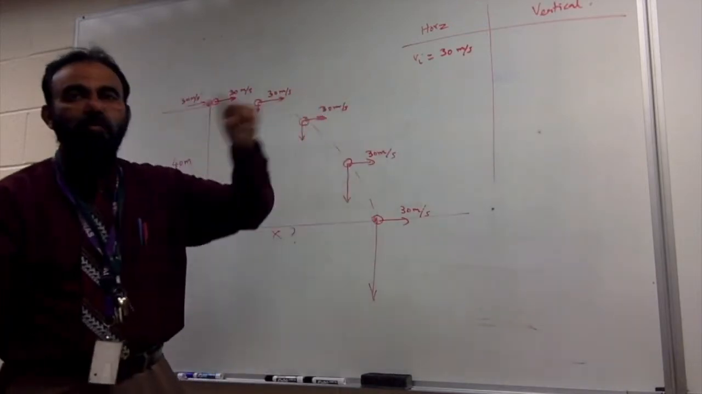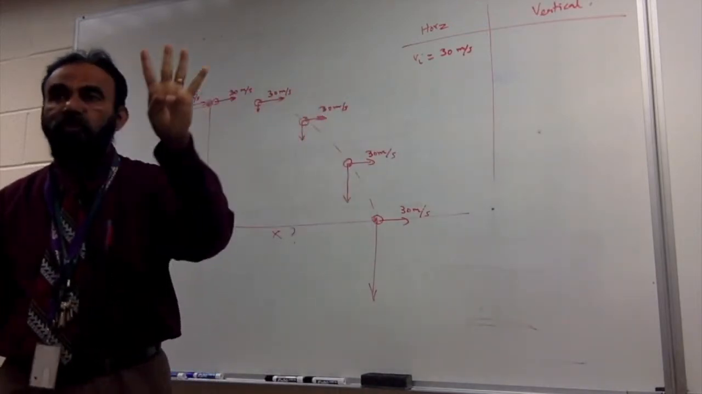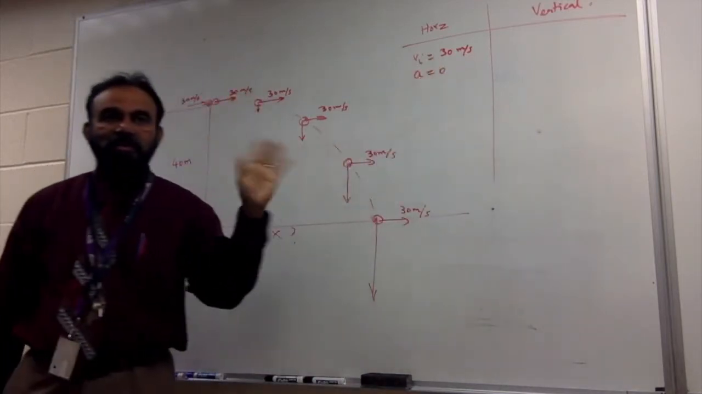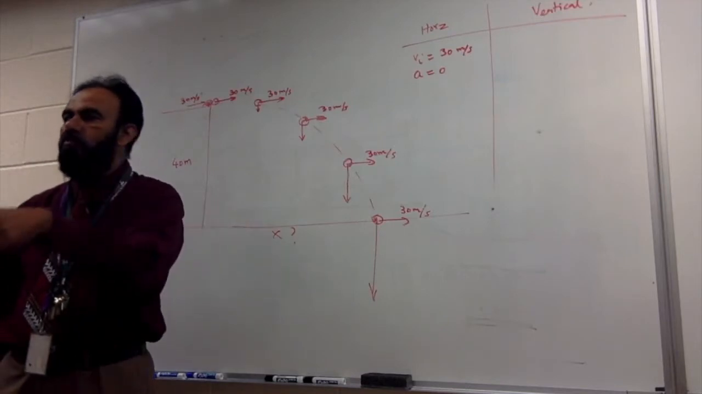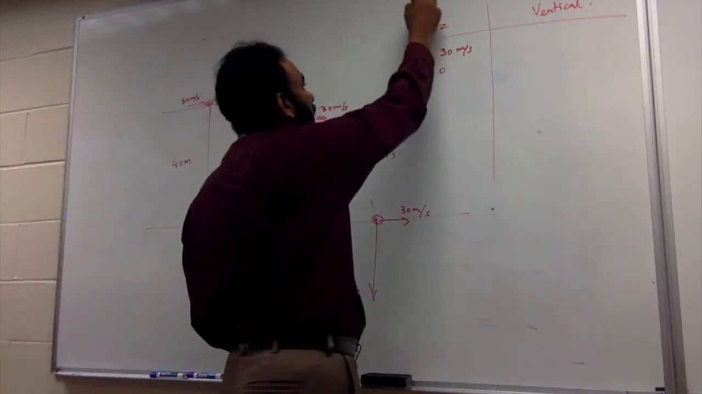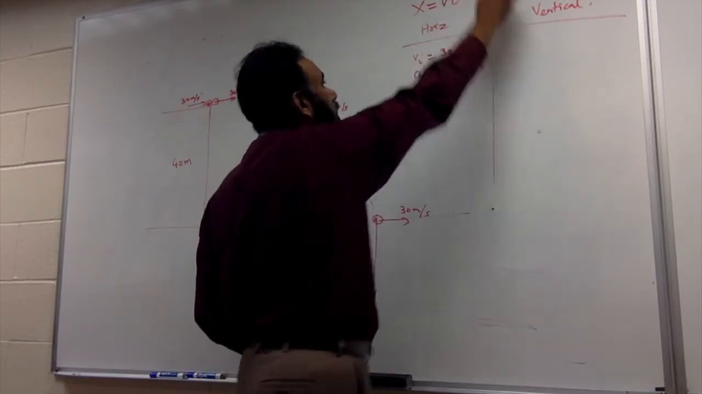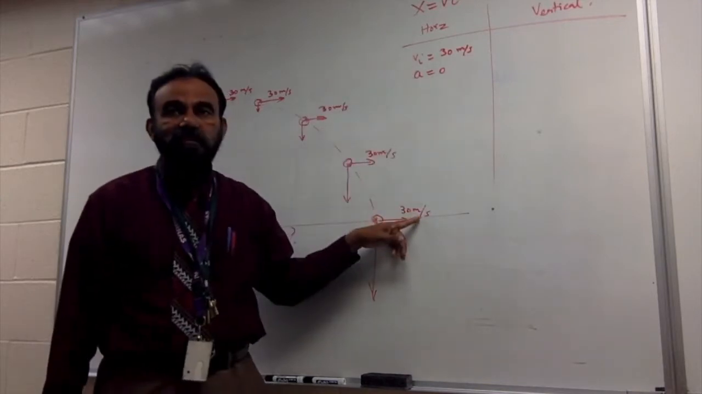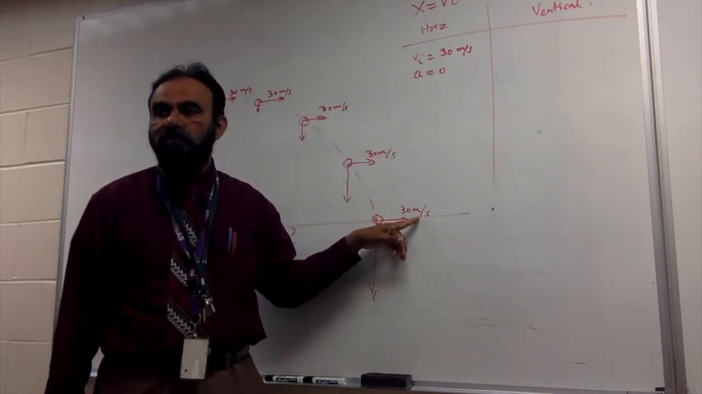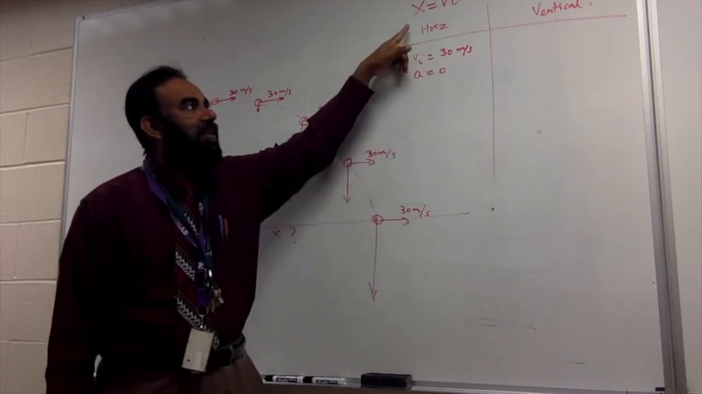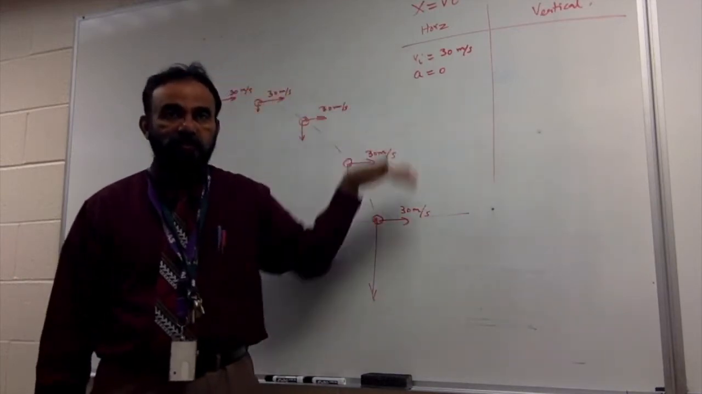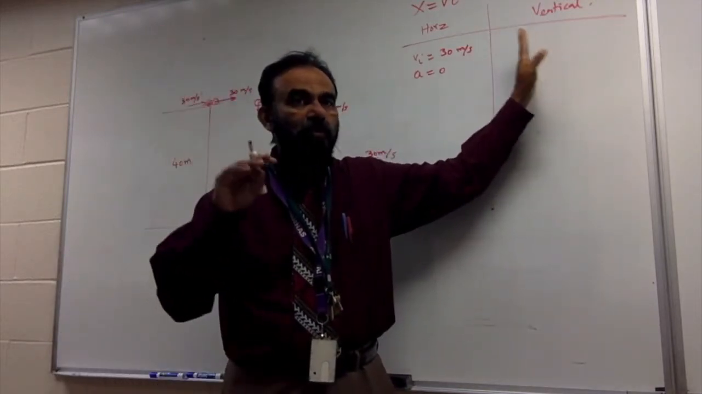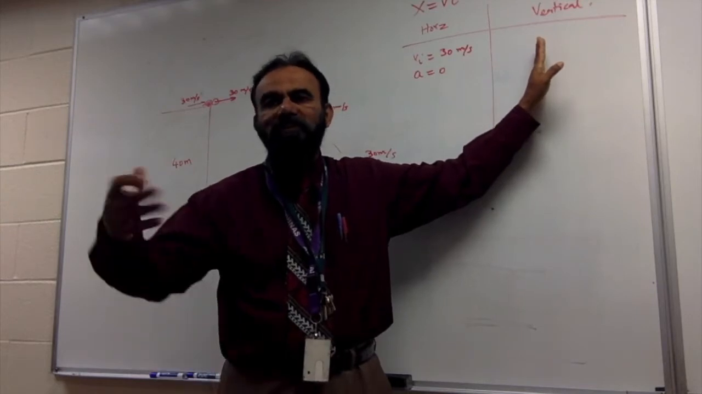By the way, in the horizontal motion, there's only one equation that you're going to apply. Only one, not four. Why? Because horizontally, there is no acceleration. So which is the equation without acceleration? X is equal to Vt. That's the only equation you're going to use on this side for all problems. On this side, of course, all the four can be used.